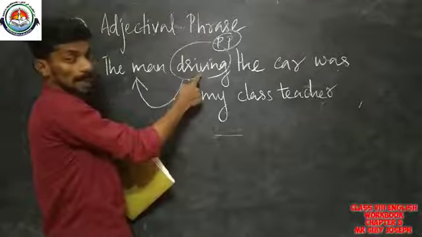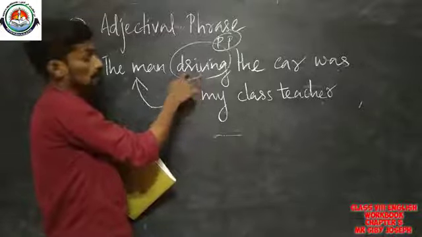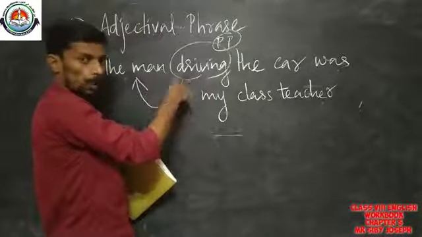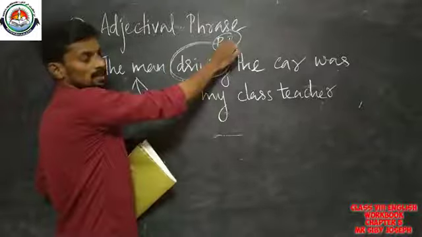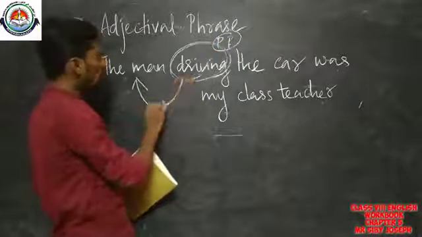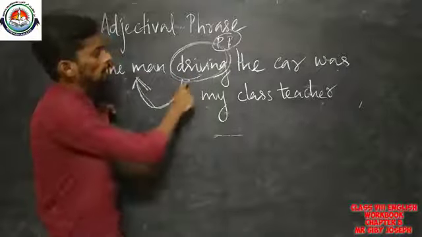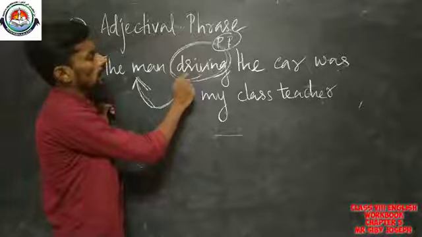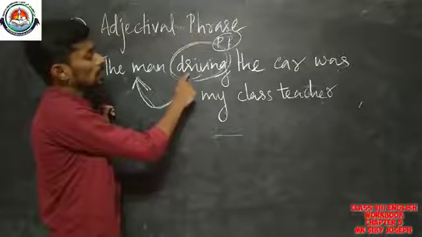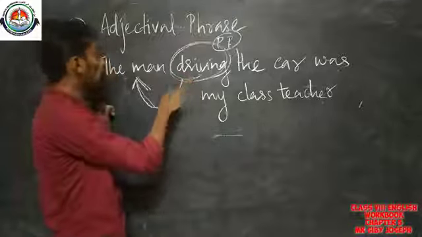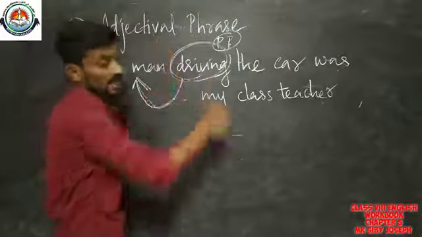Who was actually driving when the boy looked at the teacher? The man was driving, or the teacher was driving. So, driving, this present participle is used here to qualify the man. In that way we can say that this present participle is used in an adjective sense in order to qualify the man. Then how does it become an example of an adjectival phrase?